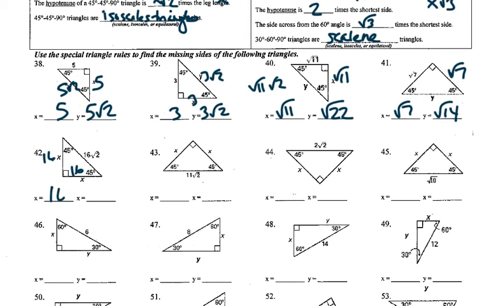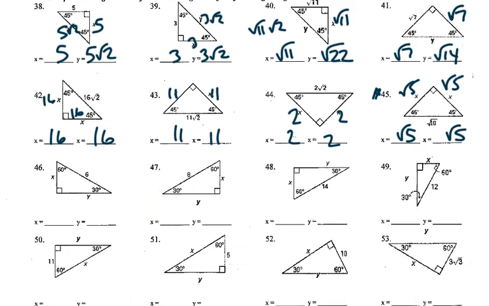Here, if the hypotenuse is 16 root 2, both legs would be 16. Here it would both be 11. These tend to go really quick for people, both be 2. And then here you've got to divide by root 2, so that one's a little bit harder. It's root 5, because root 5 times root 2 is root 10.